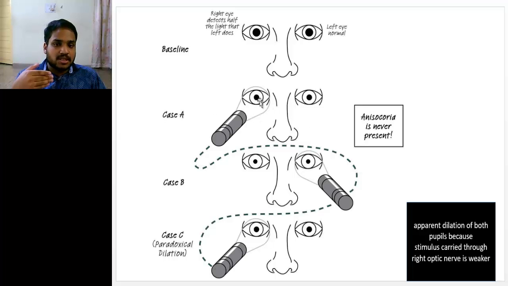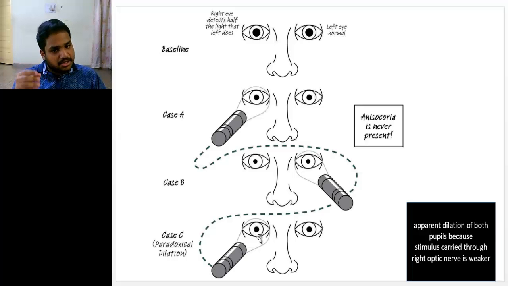So the constriction would be more. You can see this is the normal size of the pupil. Once you show the light in the right eye, this is the size, and once you show it in the left eye, again it is constricting, right? And you have to show it once again. After showing in the left eye, you bring it back to the right eye, right? So what happens? There would be apparent dilatation of both the pupils. Why? Once again the stimulus carried through the right optic nerve is weaker, right? So because of that, there will be apparent dilatation.